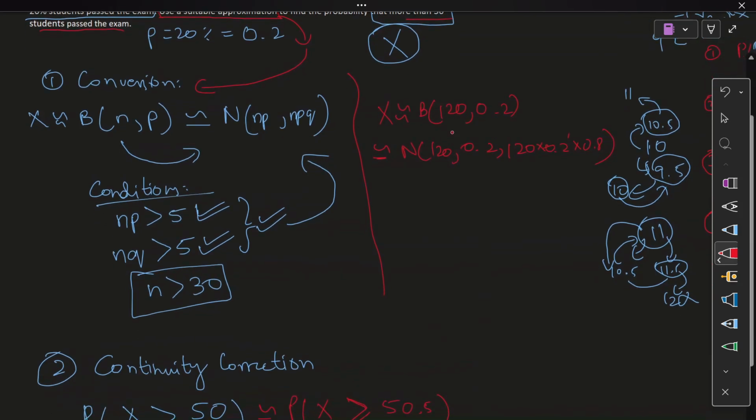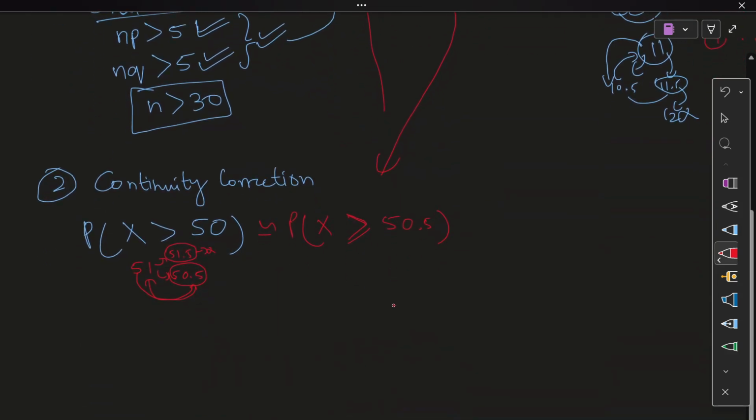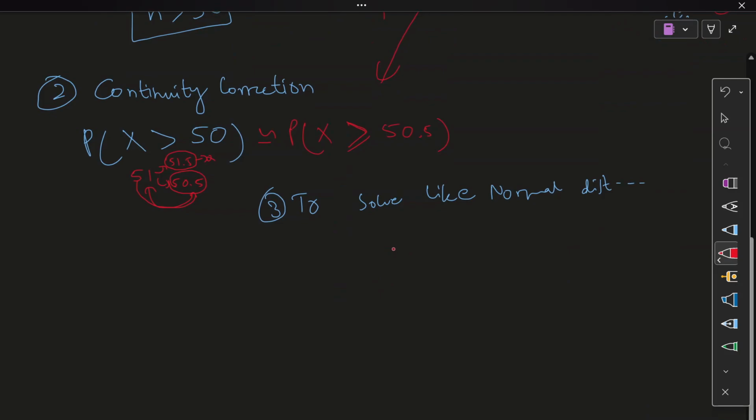Anyways, now that we've done the conversion, we have found the new variable. Now what do we do? We do nothing. We now solve normally. The third part of this question is to solve like normal distribution. Okay, so now this is just a normal question, right?